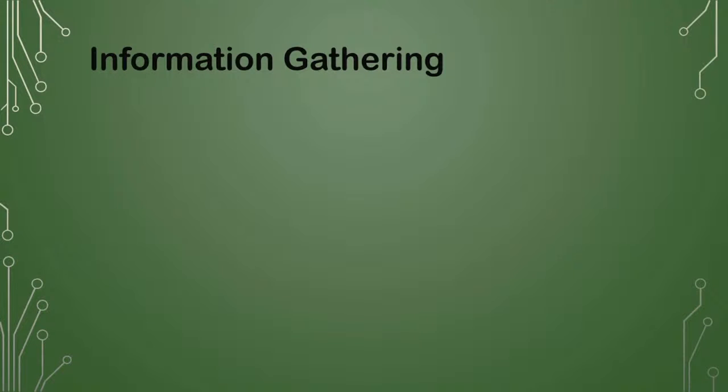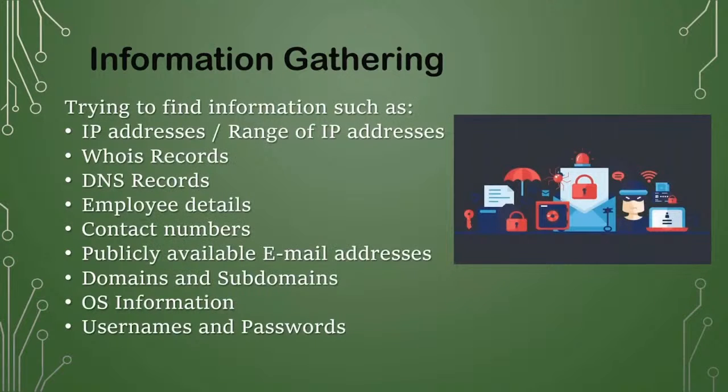Now the main question is, what kind of information are we talking about over here? And this is the information as follows. We try to gather information such as the IP addresses or the range of IPs used by the Wipro servers, then the WHOIS records to understand who is hosting Wipro's website, and since when it has been hosted, when was it last updated, when will it expire, then the DNS records to understand what data is stored in the DNS servers, then employee details such as the contact numbers, email addresses, usernames and publicly leaked passwords, and domain names of Wipro.com, subdomains of Wipro.com, and operating systems. So what OSs are they using in their organization?